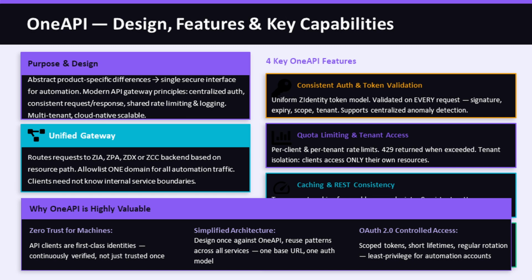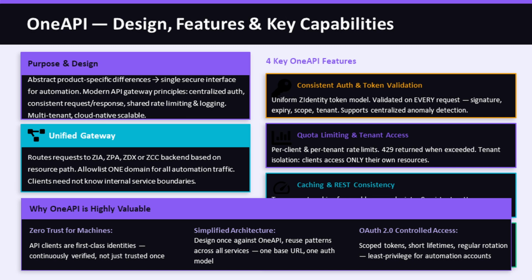If a token behaves unexpectedly, security teams can detect it from logs. Quota limiting and tenant access controls. Rate limits are enforced per client and per tenant, with 429 returned when exceeded. Critically, tenant isolation ensures that clients can only access resources within their own Zscaler tenant. There is no cross-tenant bleed.